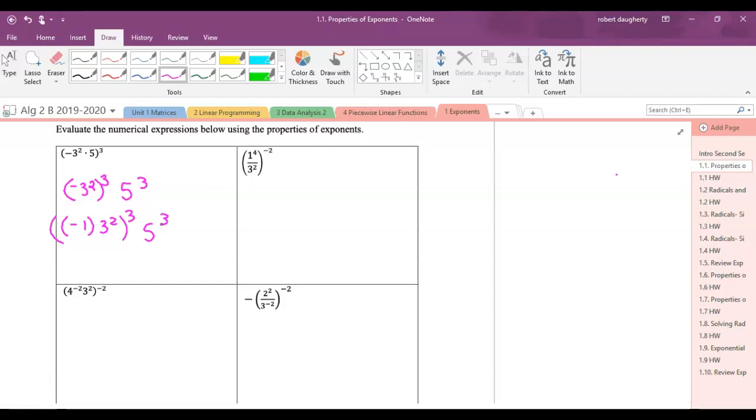So what is negative 1 cubed? Let's just write it down. I've got negative 1 cubed. 3 to what power? The 6, okay? And 5 to the third. What is negative 1 cubed? Negative 1. So this is just negative of 3 to the 6, 5 cubed. Okay?